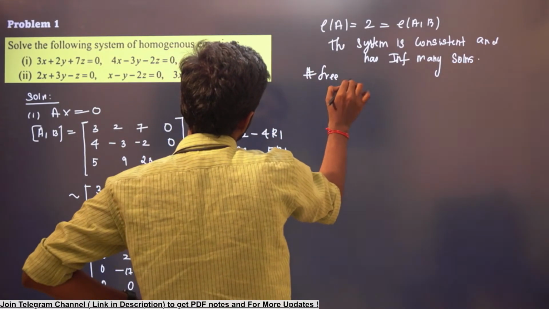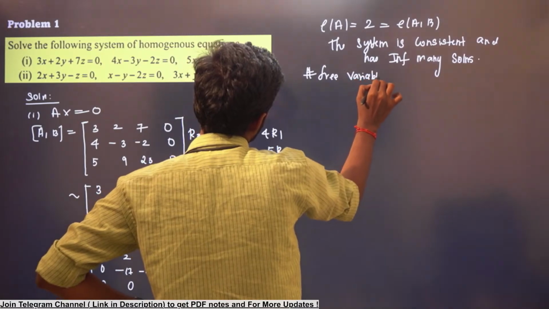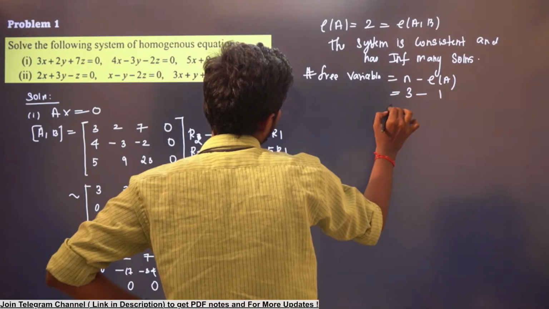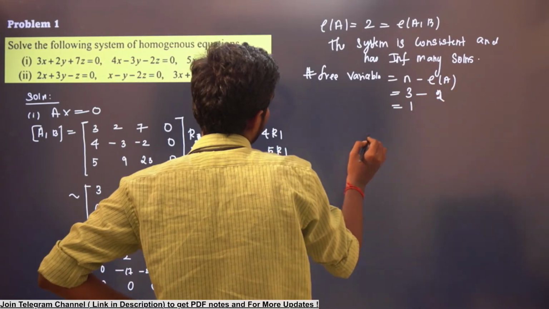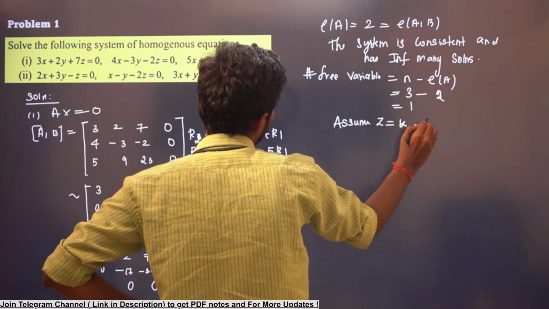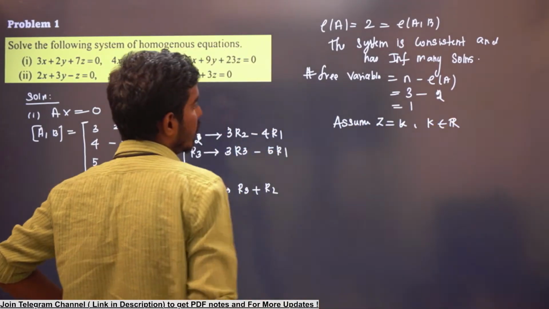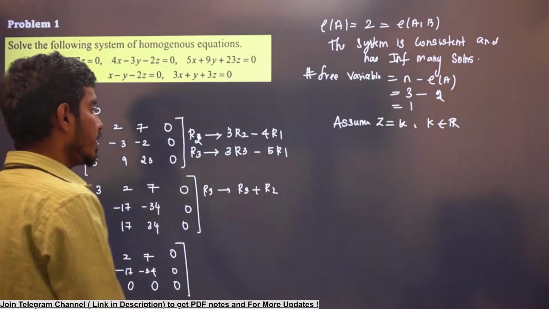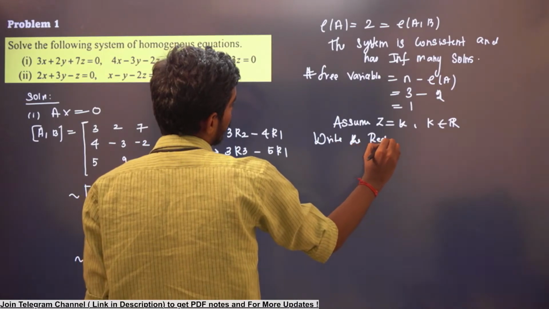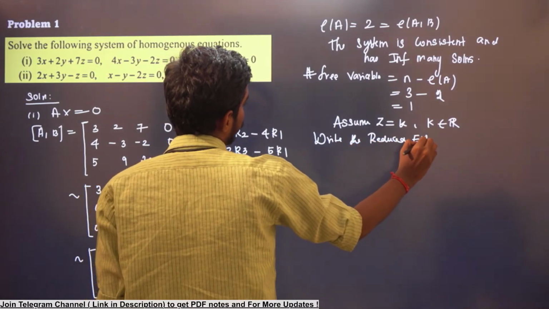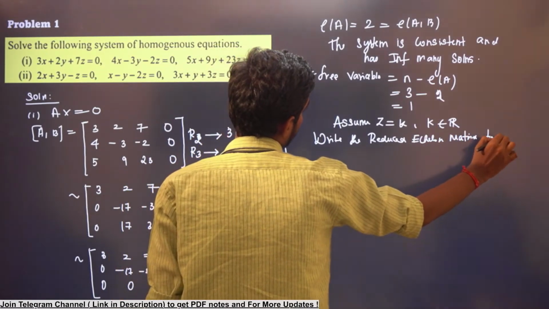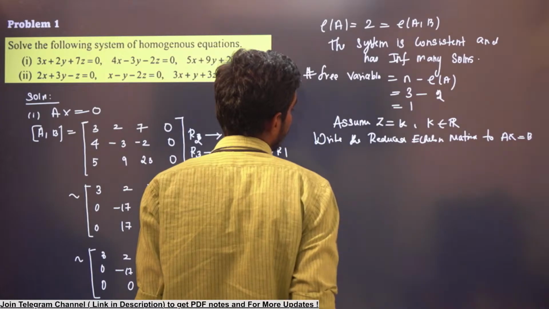And how many free variables here? The number of free variables is equal to n minus rank of A, so total variables minus rank, which is 1. So assume z is equal to k, and this k can be any real number. Write the reduced echelon matrix, same thing, right? Write the reduced echelon matrix to Ax is equal to b.